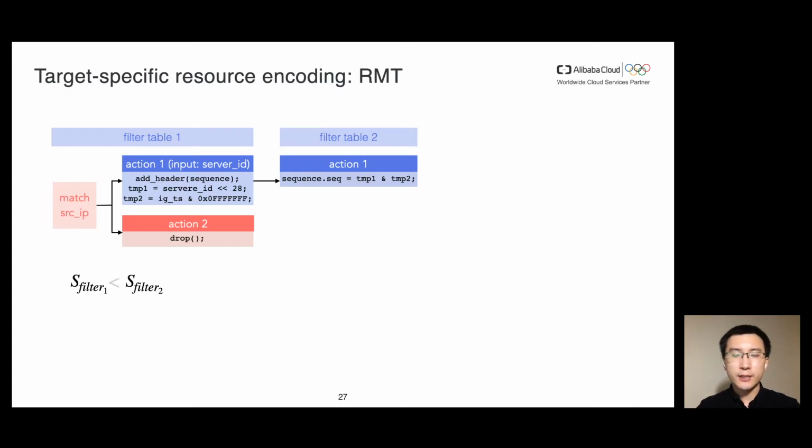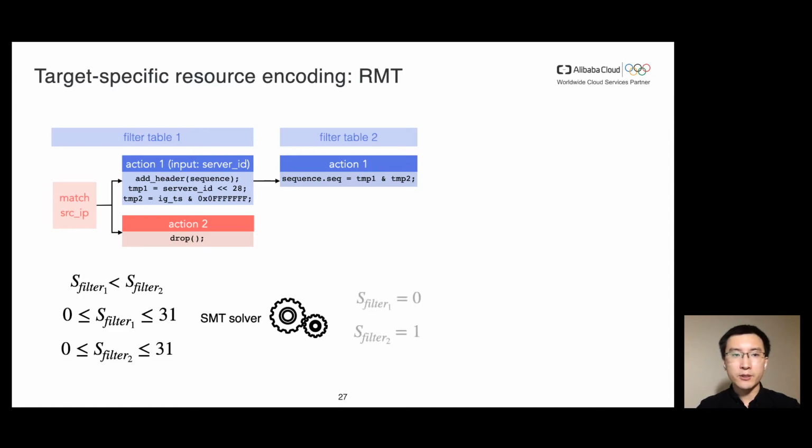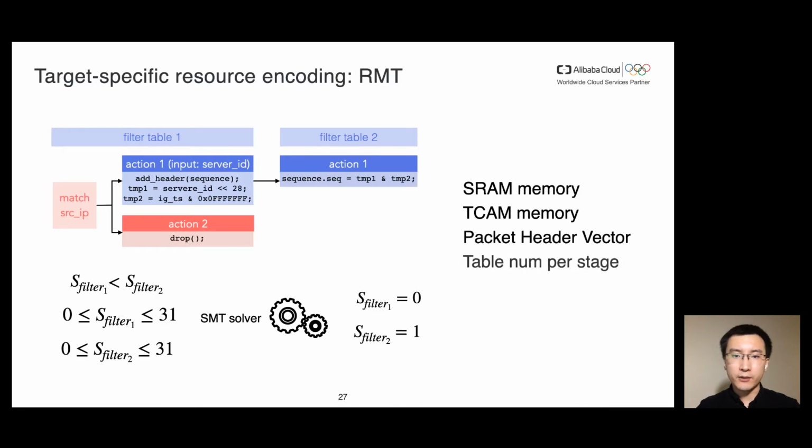We can encode the constraint that sFilter1 should be smaller than sFilter2 because filter table 2 depends on the filter table 1. We should also add a constraint that both variables should be deployed in one of the 32 stages. The SMT solver can quickly return the answer that sFilter1 equals 0 and sFilter2 equals 1, which means the two tables should be deployed in the first and second stage. We also encode other constraints, such as the SRAM TCAM memory, packet header vector, number of tables per stage, etc. Please check our paper for more detail.